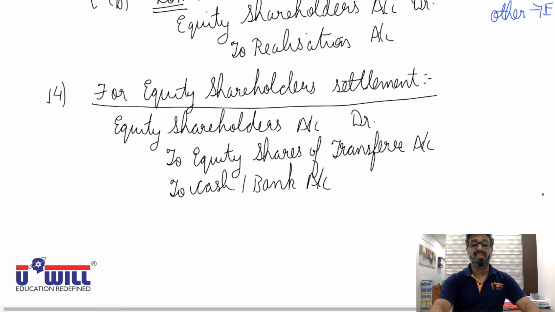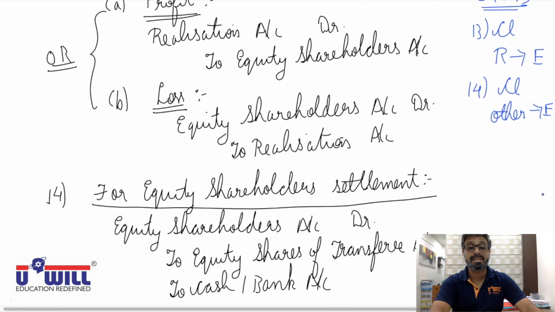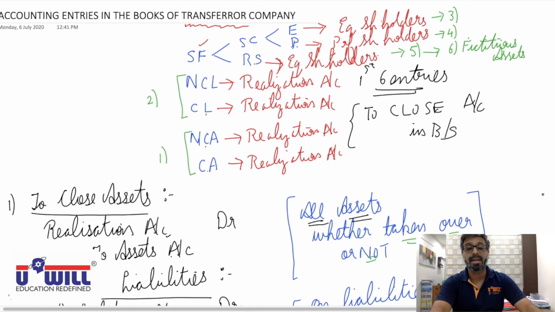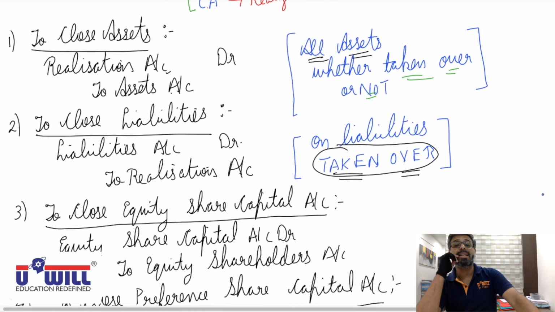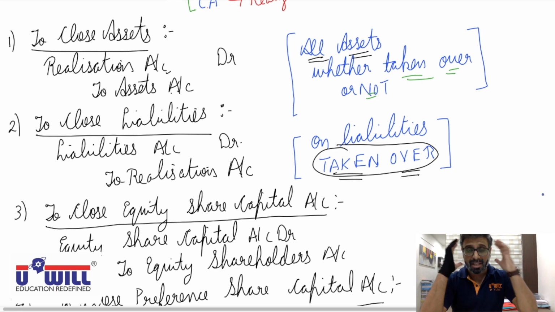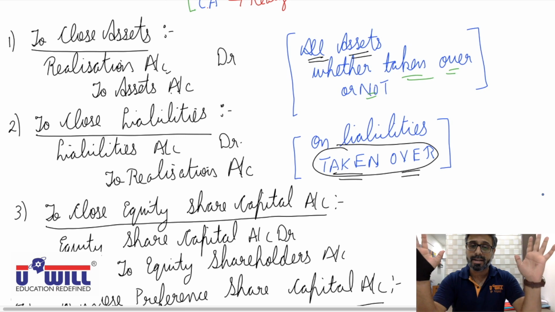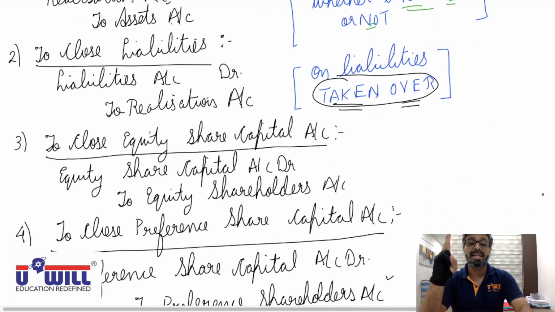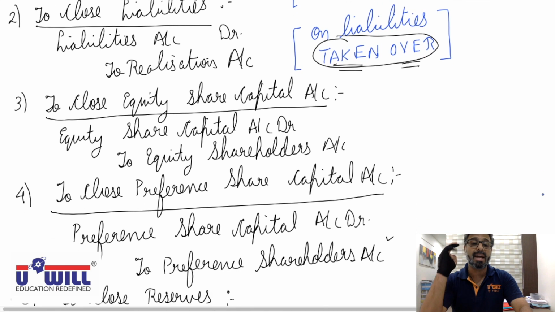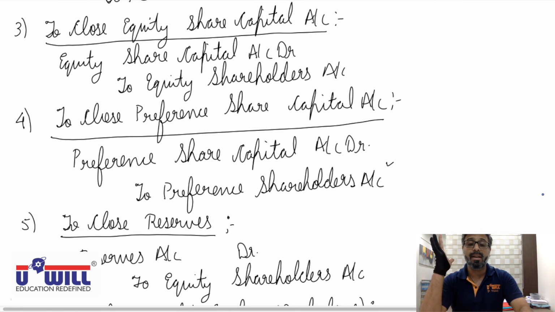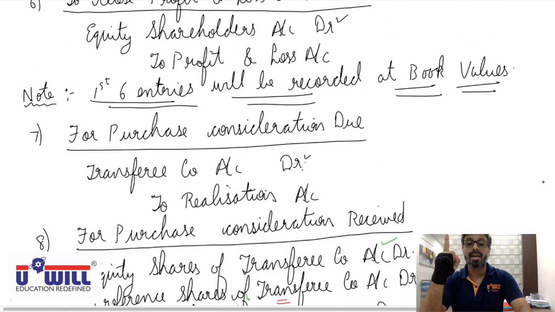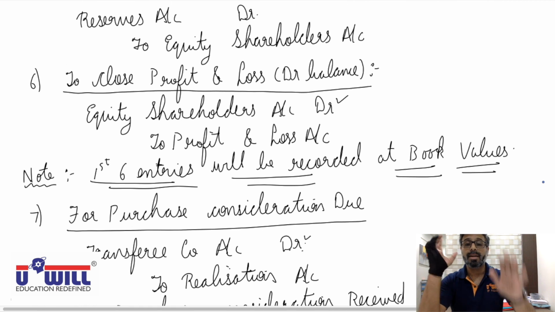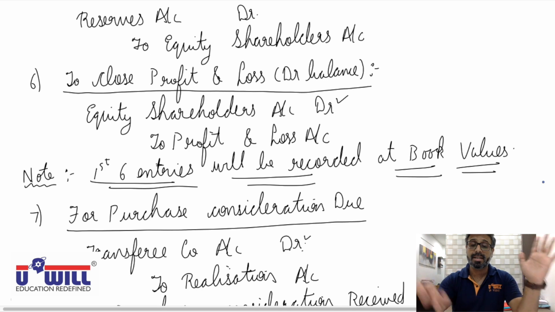Okay, so total 14 entries in all to be passed. Let us revise them once again in brief. First 6 entries, closing. Just remember the order. Entries you can derive on your own very easily. It's a normal accounting concept. Order only is important. First, close assets. Second, liabilities. Third, equity share capital. Fourth, preference share capital. Fifth, reserves. Sixth, accumulated loss. Then, 7th and 8th entries are for purchase consideration.